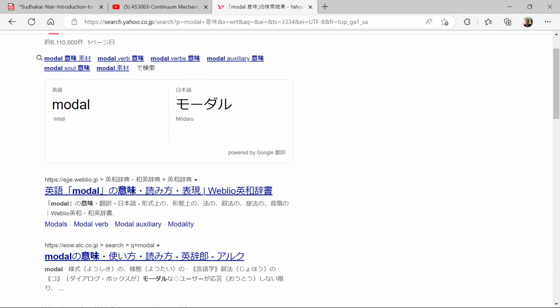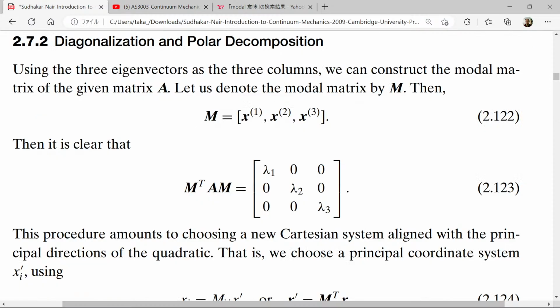Okay, modal matrix. Modal matrix of the given matrix A. Let us denote the modal matrix by M. Then M equals x1, x2, x3. Then it is clear that M transpose A M equals lambda 1, lambda 2, lambda 3.